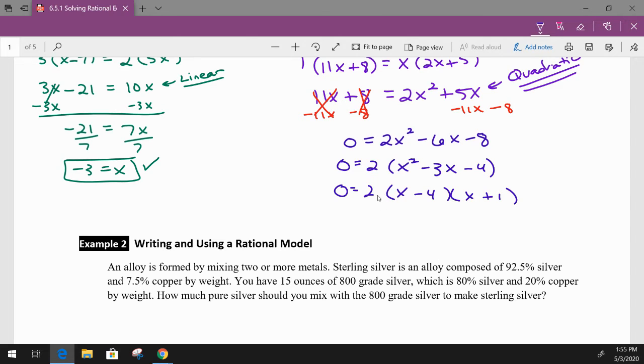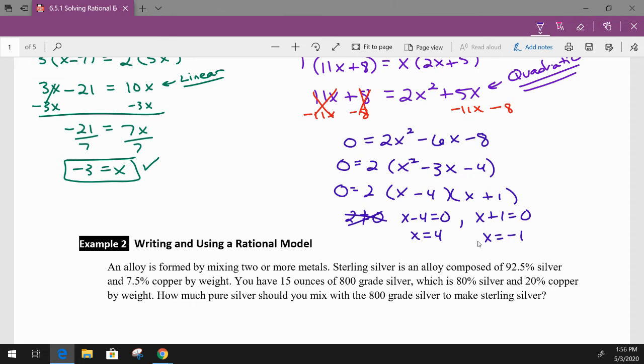So the 2 now in front, keep in mind that there is no x with this. If we were to take the factor of 2 and set it equal to 0, there's no solution that goes with it because there's no variable. So we can just ignore that 2. But if we take the factor of x minus 4 and set that equal to 0, we do get a solution of positive 4. If we take the factor of x plus 1 and set that equal to 0, we get a solution of negative 1. So those are our possible solutions.